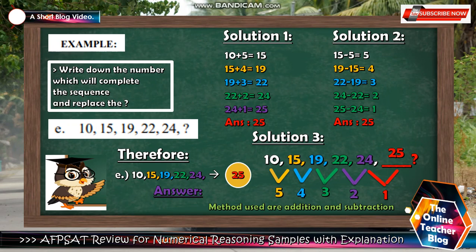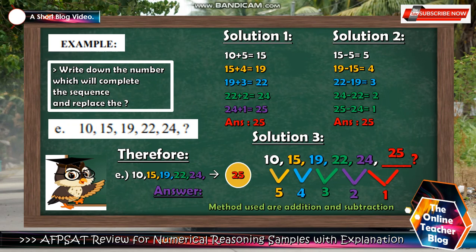Solution number 2: 15 minus 10 equals 5. 19 minus 15 equals 4. 22 minus 19 equals 3. 24 minus 22 equals 2. 25 minus 24 equals 1. So the answer is 25.